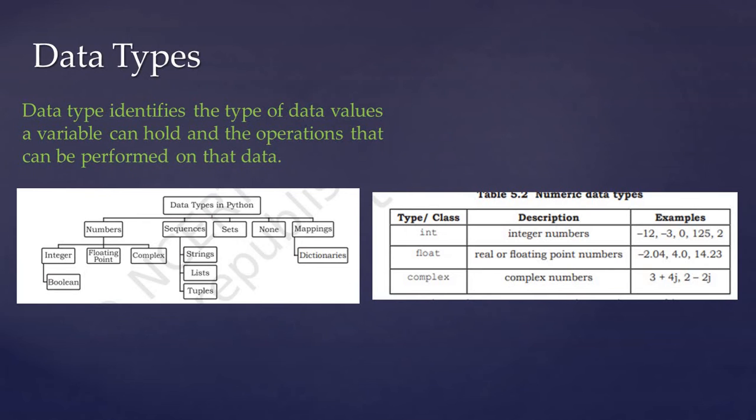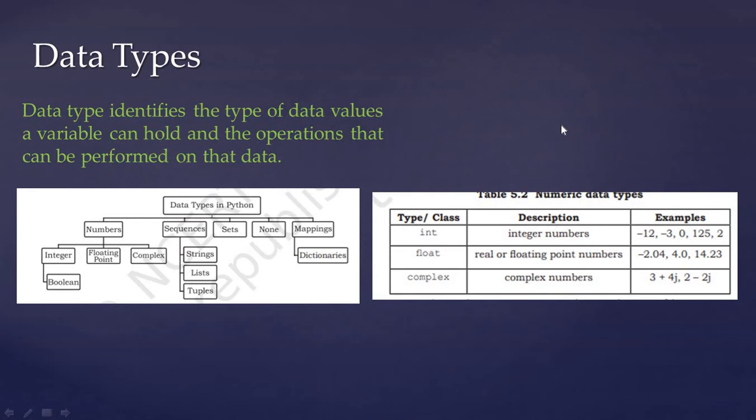Now, data types. Data types help us identify the type of data values a variable can hold and the operations that can be performed on that data. The different data types in Python include numbers, including integer, floating point, complex, and boolean; sequences, such as strings, lists, tuples, and the following shown above.